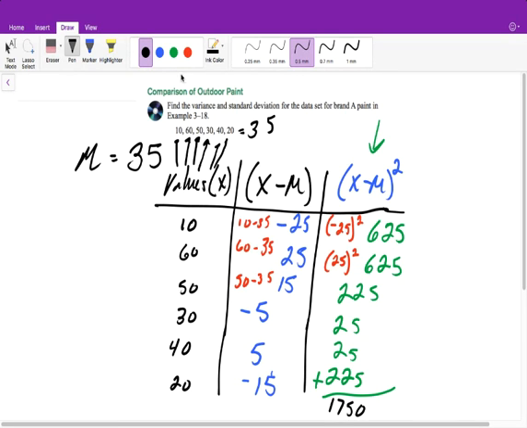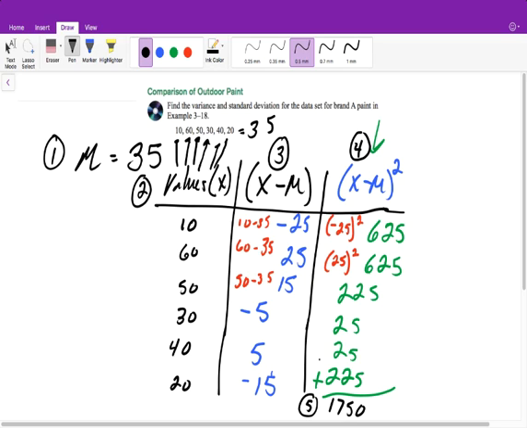So we find our mean as step 1. Step 2 is we write down all of our values. Step 3 is we subtract our mean from our values. Step 4, we square those differences. Step 5 is we add up all of those values.